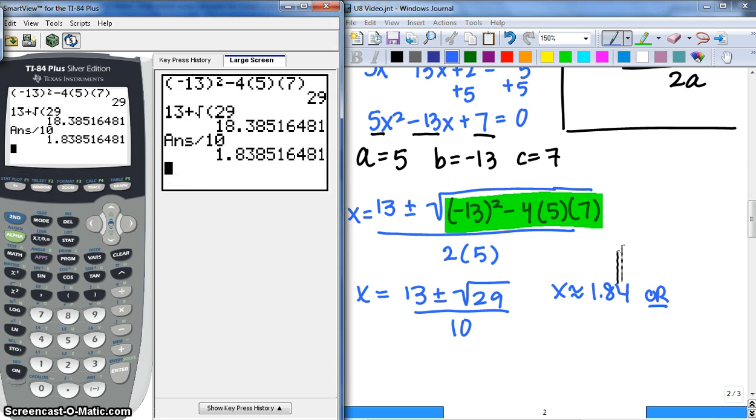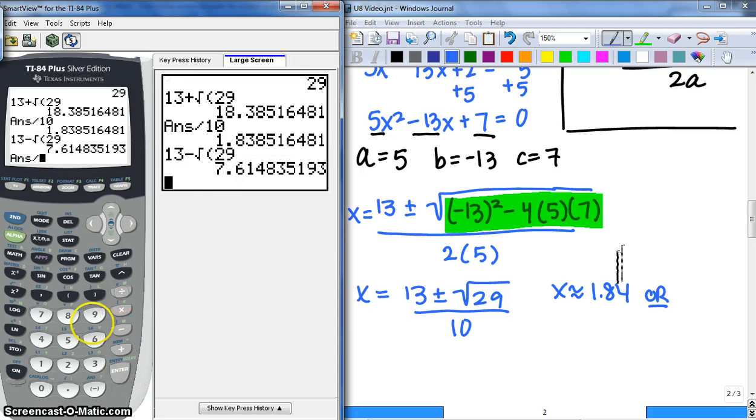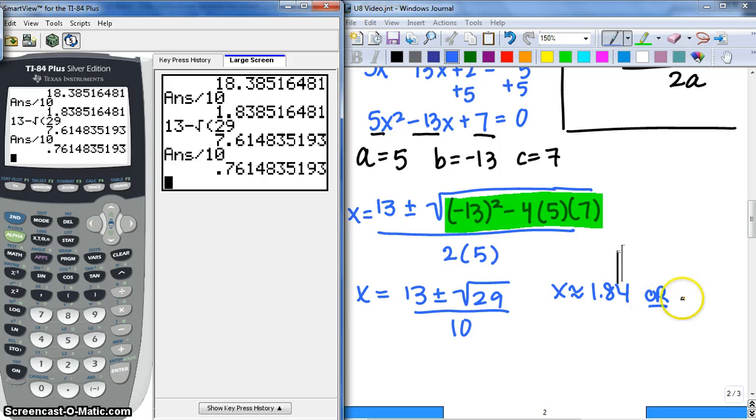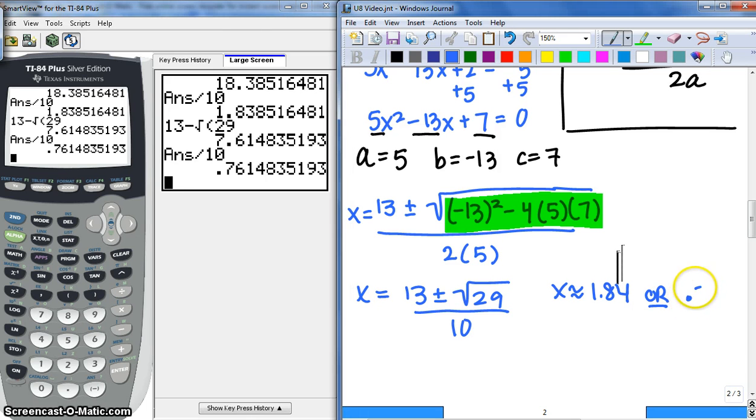Now we'll do the minus. 13 minus root 29. Enter. Don't forget to divide by 10. So 0.76 is your other possible solution.